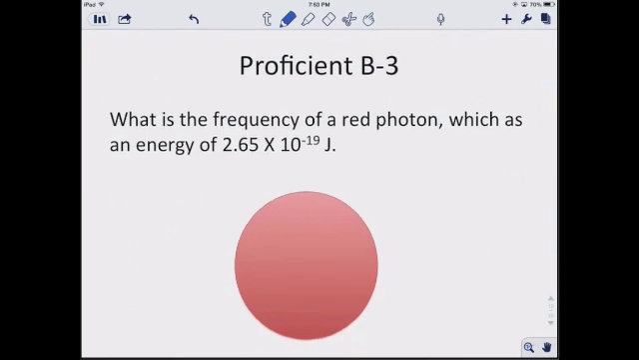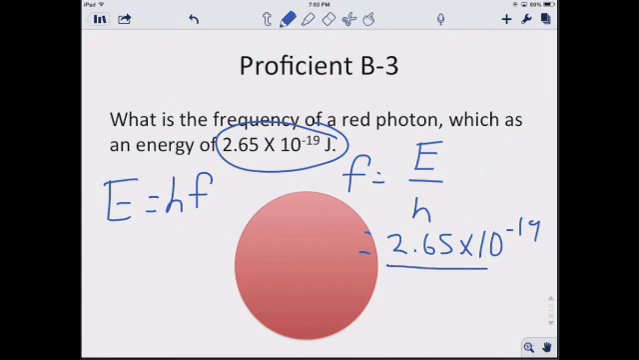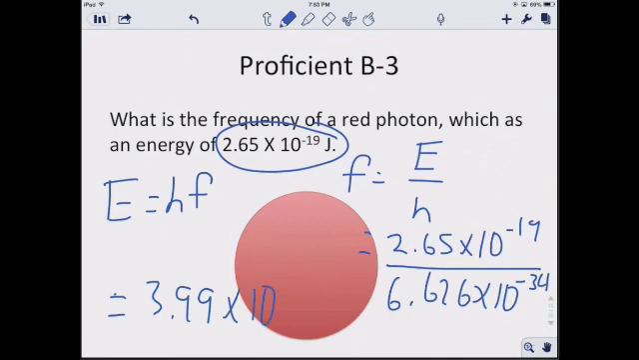Our next one, it says, what is the frequency of a red photon, which has an energy of 2.65 times 10 to the 19th joules? And so what we're doing is we're solving for frequency. So we have energy equals Planck's constant times our frequency, and we're solving for our frequency, so we divide both sides by h, and frequency equals energy all divided by Planck's constant. So we set this up. Our energy is 2.65 times 10 to the negative 19th, all divided by Planck's constant, which is 6.626 times 10 to the negative 34th. We go ahead, plug this in our calculator correctly, and we should get an answer right around 3.99 times 10 to the 14th hertz, because hertz is our unit for frequency.